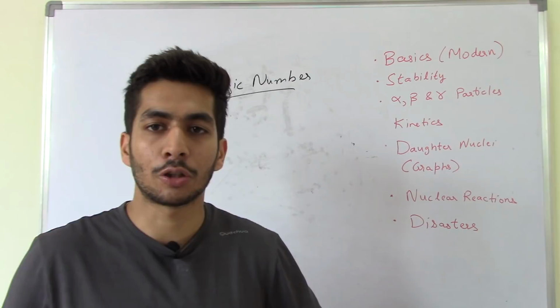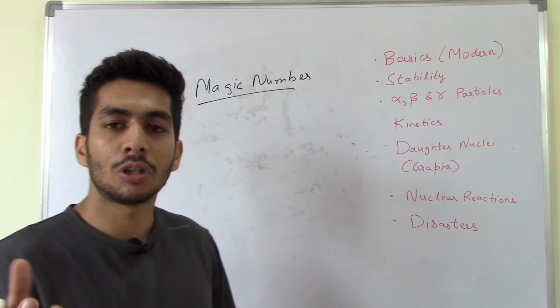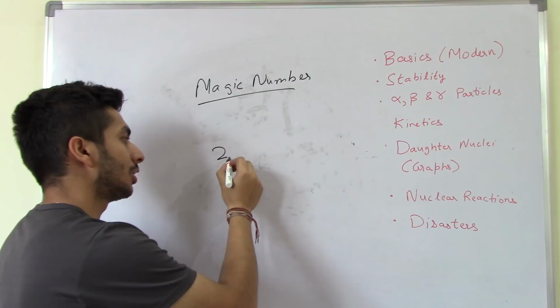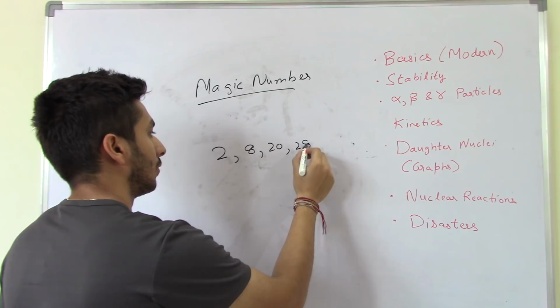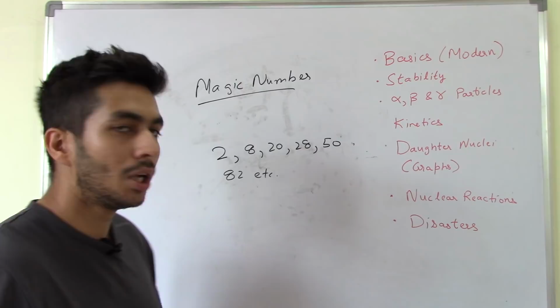Now, what are magic numbers? Magic numbers are basically if the number of protons or the number of neutrons is equal to any one of the numbers that I write on this board, then that particular nucleus magically becomes very stable, okay? And the numbers are 2, 8, 20, 28, 50, 82, and so on. I don't remember it correctly, so it's 2, 8, 20, 28, 50, 82. These are called magic numbers.